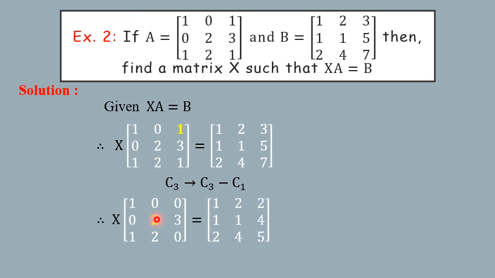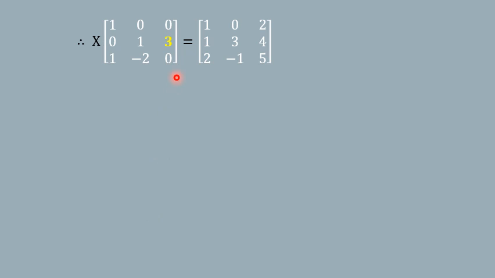Then we reduce this element to 1. For that, we perform this operation: C2 changes to minus C2 plus C3. That means minus 2 plus 3, answer will be 1. So we get this one. Okay. Now after that, by using the second column, we have to reduce this element to 0. For that, we multiply the second column by 3 and subtract it from the third column. That is, we perform this operation: C3 changes to C3 minus 3C2.